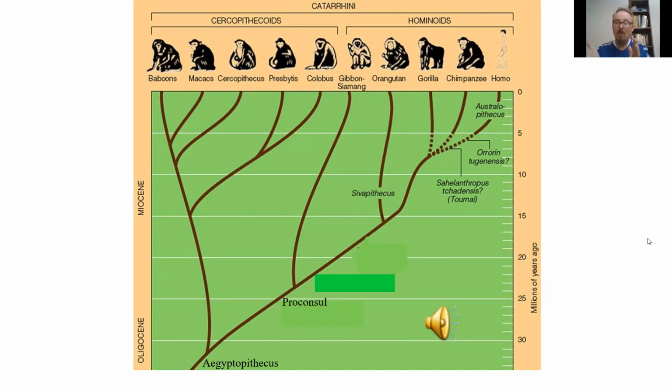And then the split that goes in the other direction begins the formation of the apes, which begins right at the beginning of the Miocene, just about 25 million years ago. And we'll be looking at this transitional creature called Proconsul.